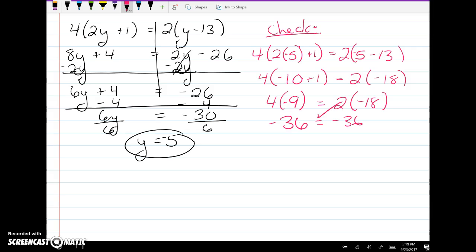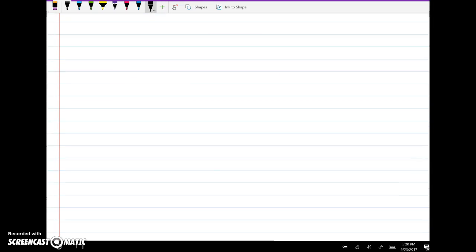We're going to find out what happens when the check doesn't work out in a few days. But for now, let's give you one to try on your own. 7 times (4 minus a) equals 3 times (a minus 4).